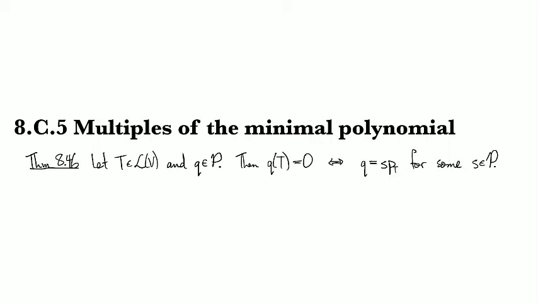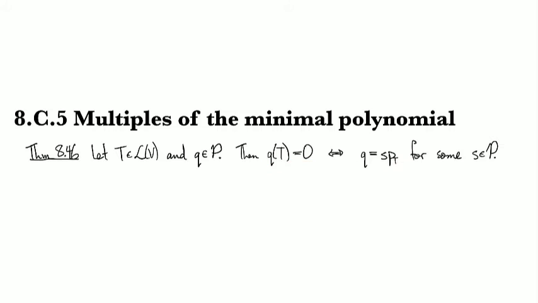So now we're going to look at multiples of the minimal polynomial. The result that we're going to prove is that if we have an operator T and a polynomial q, then q of T is equal to 0 if and only if q is a multiple of the minimal polynomial.